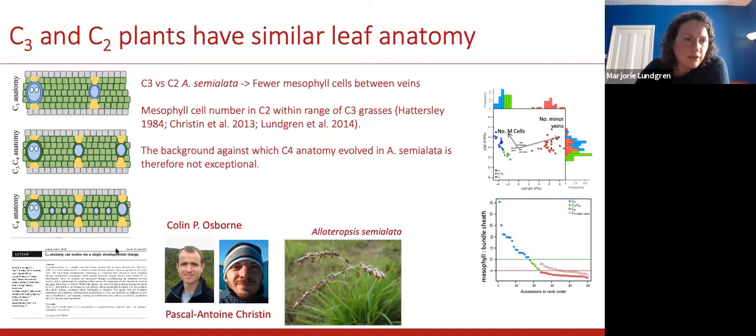And this paper that came out, I think it's about 2019, in Ecology Letters, was with Pascal Antoine and Colin Osborne. We just looked at one species, Allotropsis simulata. And incidentally, you didn't think you were going to get away with a talk with me not talking about Allotropsis. I don't think I could humanly not talk about Allotropsis in a talk, but here we are.